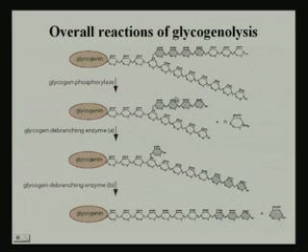When 4 carbon moieties are left, the debranching enzyme A is now active, and it cleaves the 3 carbon residue from this 4 carbon sugar moiety, and it gets attached to the main chain through a straight 1,4 glycosidic linkage. And here 1 glucose molecule remains attached with a 1,6 glycosidic linkage.